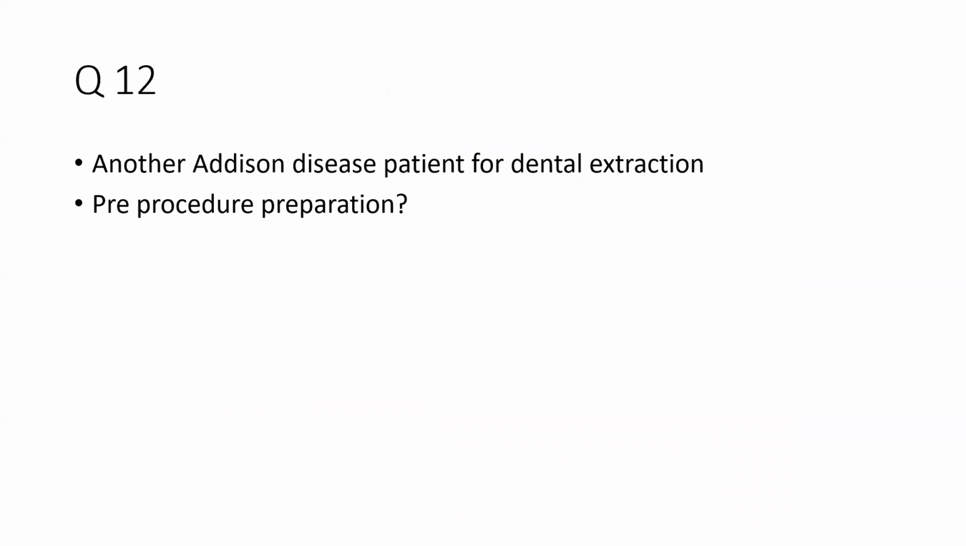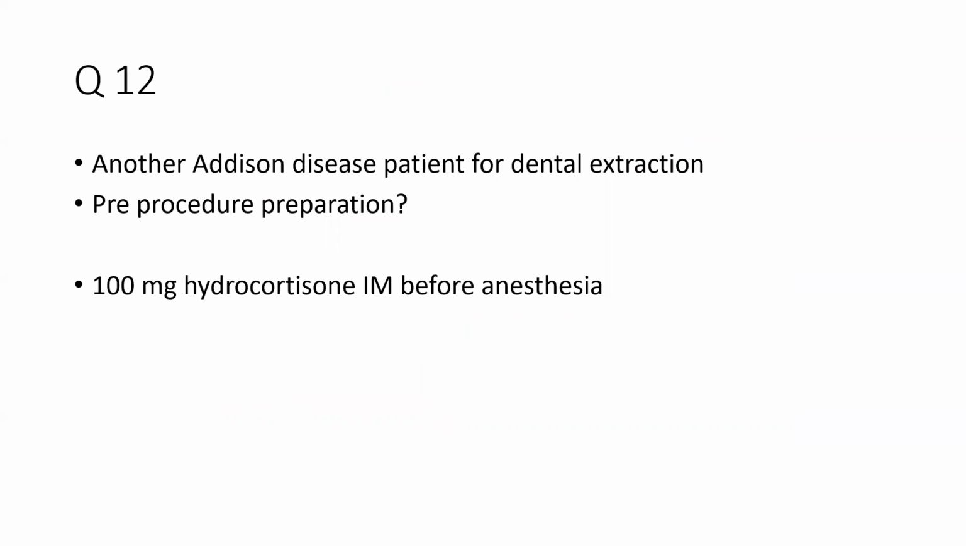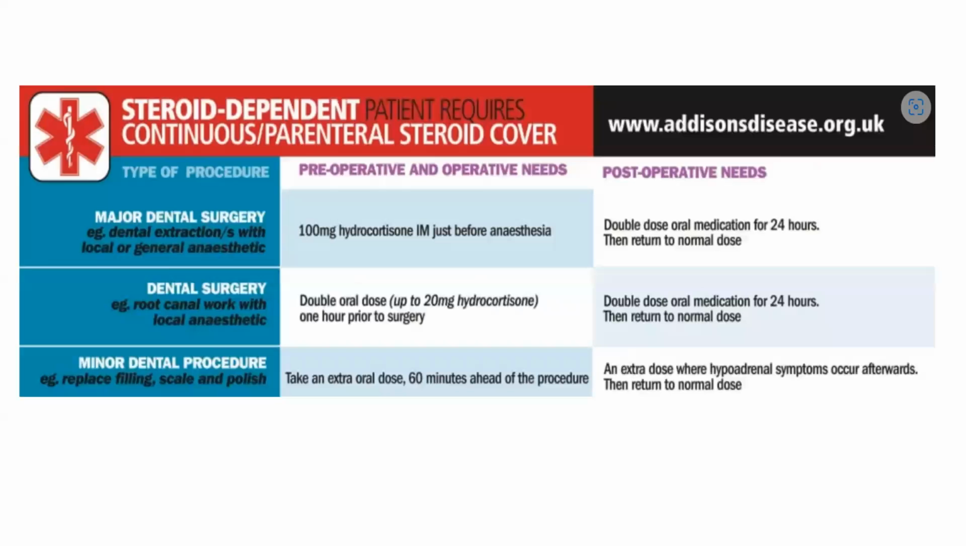Another Addison's case scenario for a patient for dental extraction was asked, and they had asked for the pre-procedural preparation. The closest was 100 mg of hydrocortisone IM before anesthesia. So there are specific guidelines again from the Addison disease organization, and I have mentioned this specifically for dental procedures. If it's a major dental surgery, our patient in the question stem was to undergo a dental extraction under a local or a general anesthetic. In this scenario, he will need 100 mg hydrocortisone IM just before anesthesia, and post procedure he will need double dose oral medication for 24 hours and then return to the normal.